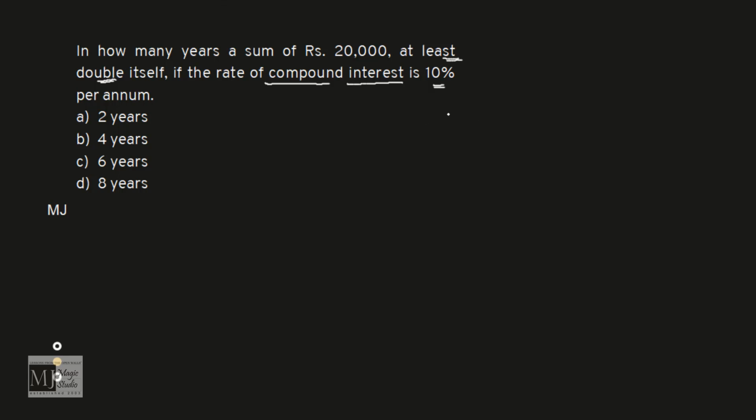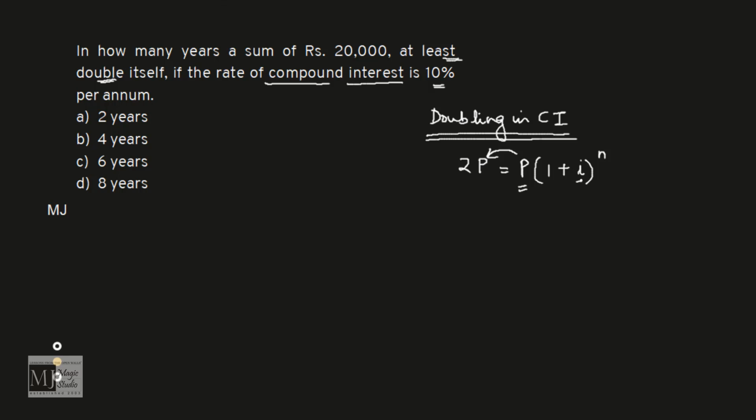It's about the doubling concept in case of compound interest. Doubling in compound interest means your sum of money will double itself. That means the amount will become double of the principal amount. So can I say 2P is equal to P into (1 plus I) to the power n? If I have invested P rupees, I'll get in return 2P. Let I be the rate of interest and n be the number of years in which it will double itself. So from here, (1 plus I) to the power n is equal to 2, and we are looking for the value of n. So n would be log 2 upon log of (1 plus I).